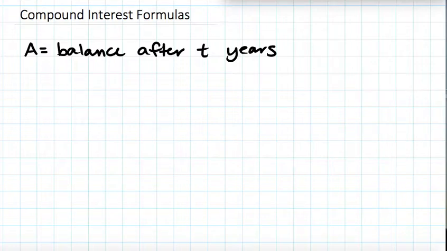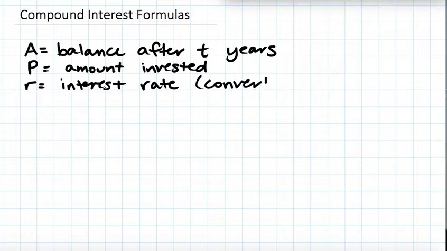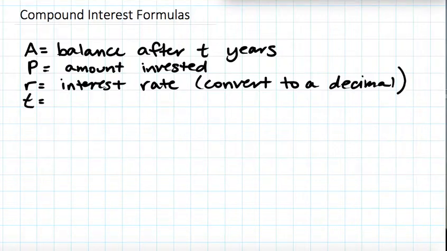P is the amount invested or the principal. And we have R, which is interest rate. And when we plug in R, we always want to plug in a decimal. So generally it's given to us as a percentage that we need to convert to a decimal. And T is time in years.